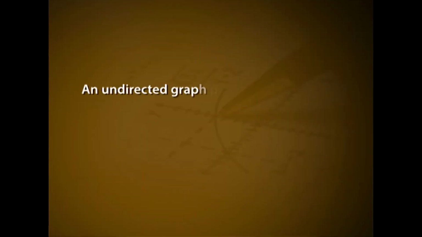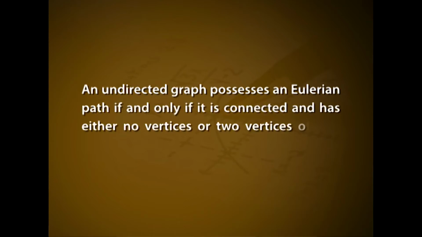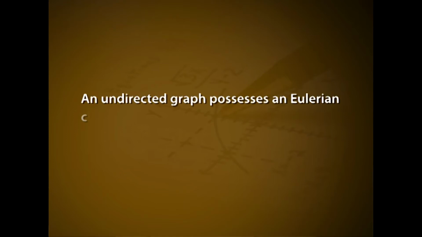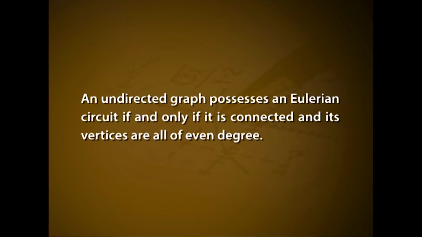The theorem states that an undirected graph possesses an Eulerian path if and only if it is connected and has either no vertices or two vertices of odd degree. The following corollary is useful. The corollary states that an undirected graph possesses an Eulerian circuit if and only if it is connected and its vertices are all of even degree.